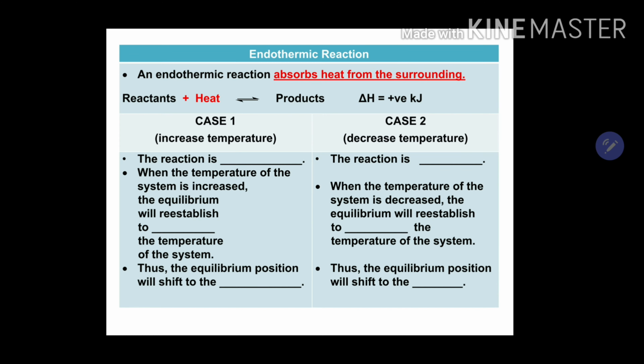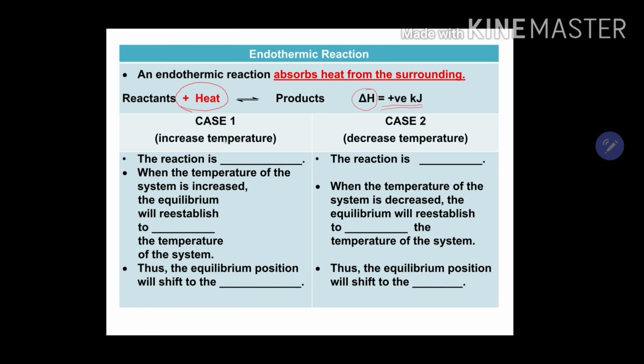Endothermic reaction. We know that an endothermic reaction will absorb heat from the surrounding. But the question is, how do we know the reaction is an endothermic reaction? By looking at the change of enthalpy. If the change of enthalpy is a positive value, it means the reaction is endothermic. So if endothermic reaction, we put heat beside the reactants, meaning heat is just like a component on the left hand side.